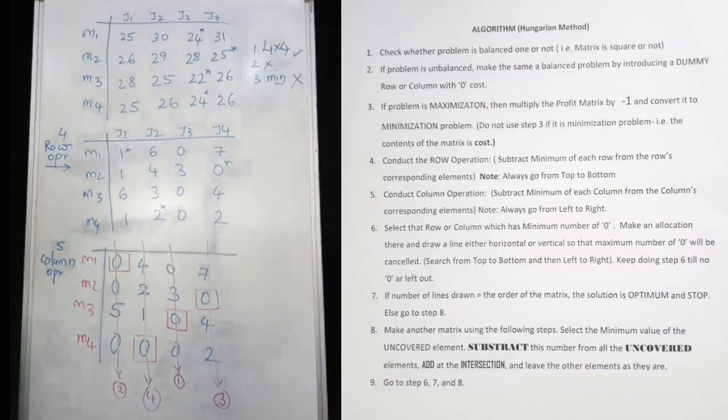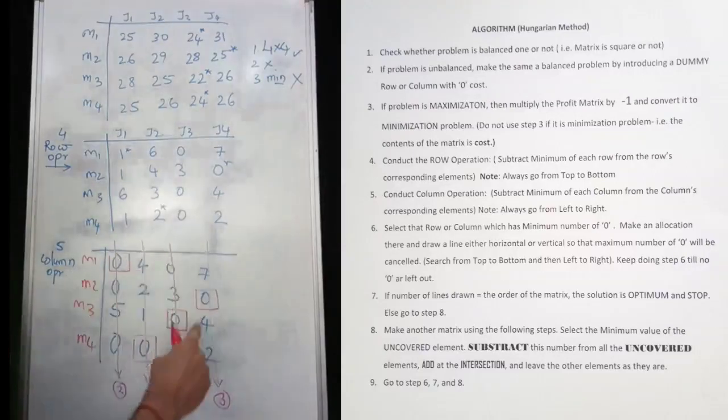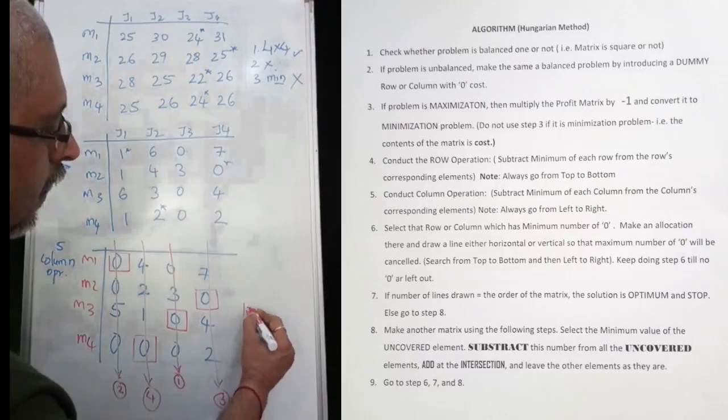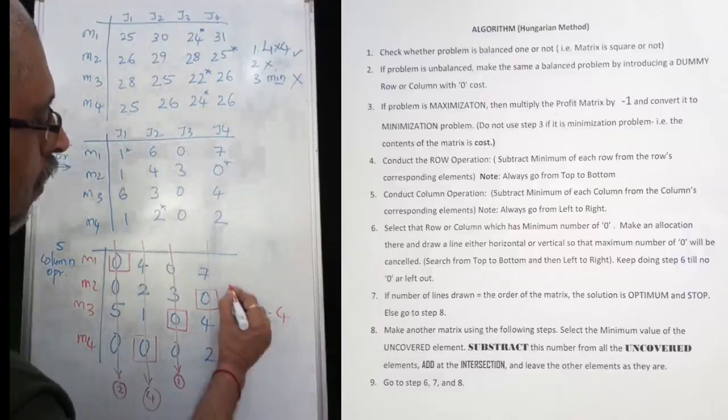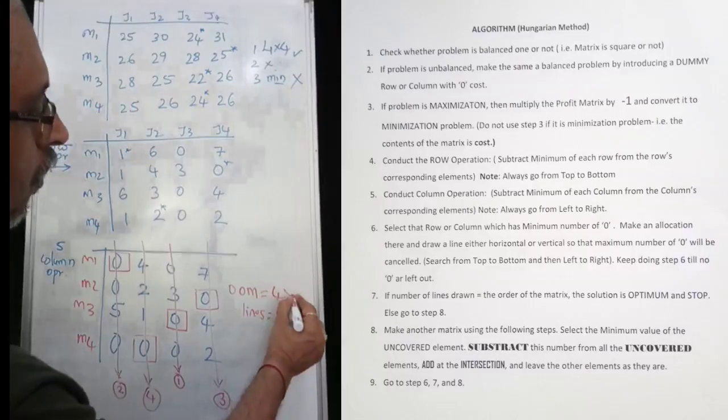So I have to go to the next step, that is step number 7. What does step number 7 say? If the number of lines drawn is equal to the order of the matrix, the solution is optimum. You have to see that no zeros are remaining here. When no zeros are remaining here, then you will go to step number 7. So step number 7 says that check the number of lines drawn. So how many lines have I drawn? I have drawn 1, 2, 3 and 4. So the number of lines drawn is equal to 4. The order of the matrix is 4 because it is 4 by 4.